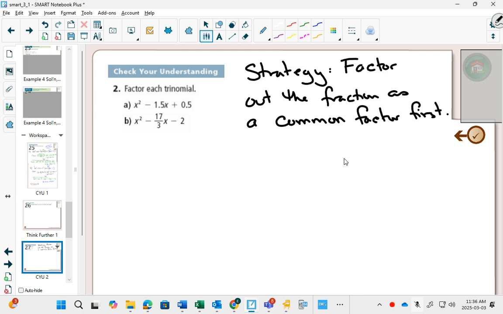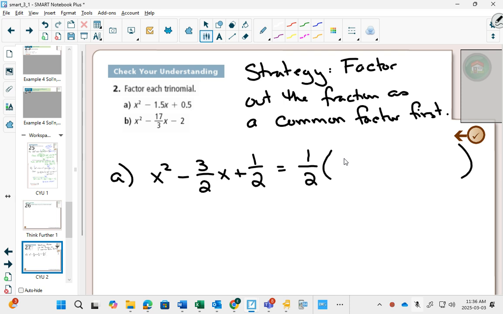Here's the strategy. We're going to take whatever fraction we have and factor it out first. So in the first example, I'm going to take all of my decimals and actually change them to fractions. And I see that I have a denominator of a half, so I will take that half and factor it out. Well, how do we factor out a common factor even if it doesn't show up in something?